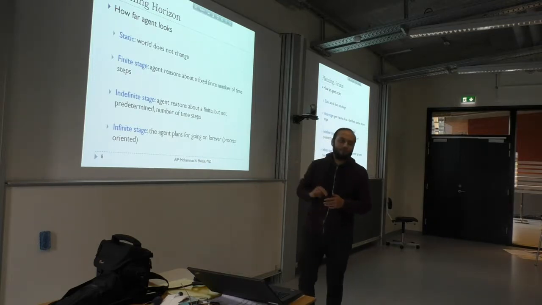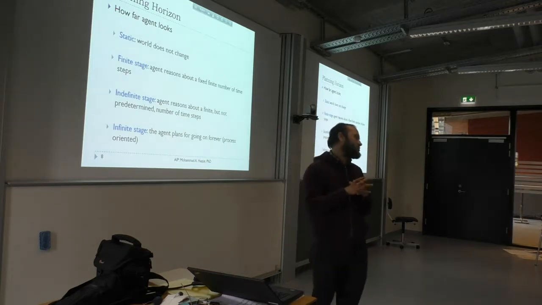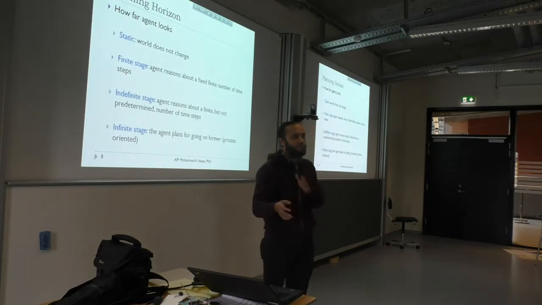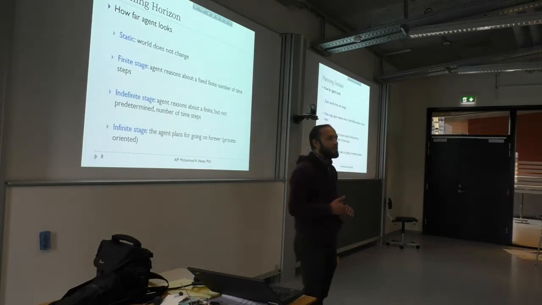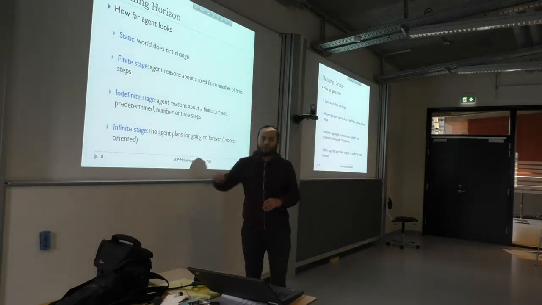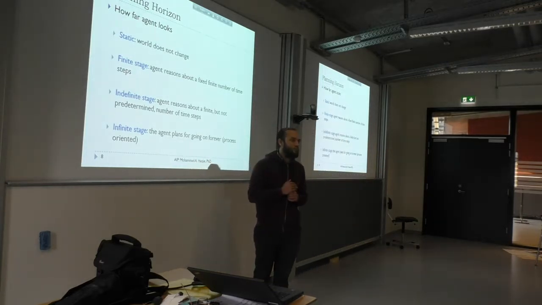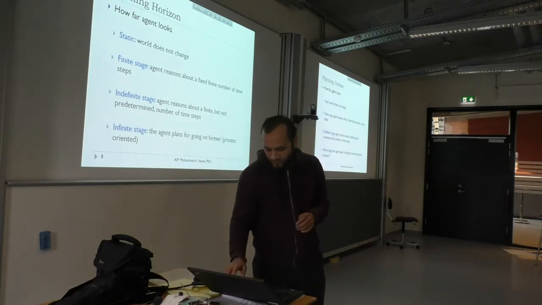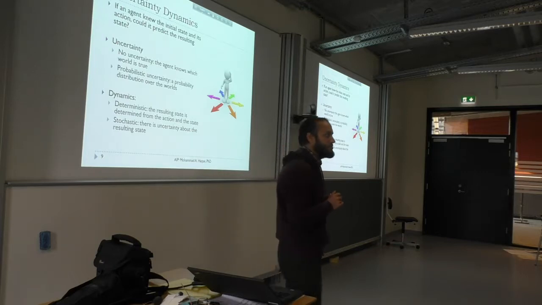So this is the planning horizon. How much will the agent think about the context? Is that changing or not changing? Is that changing over time? Or is that continuously going on indefinitely? And we don't know how many steps. These can be different situations. And then uncertainty dynamics.